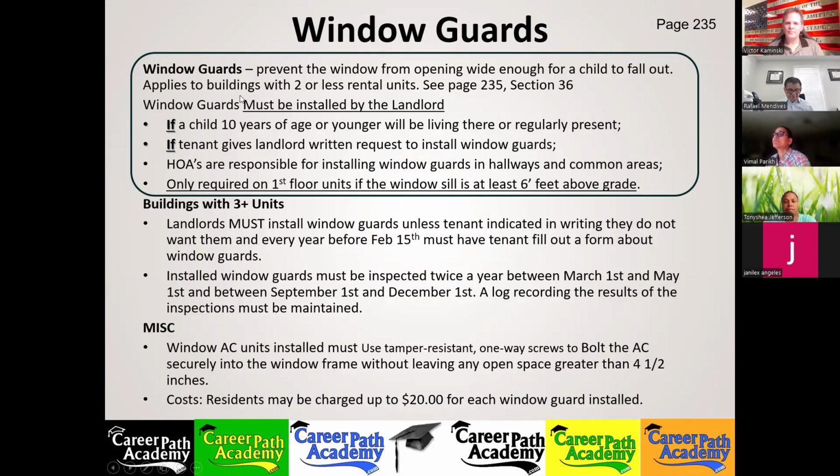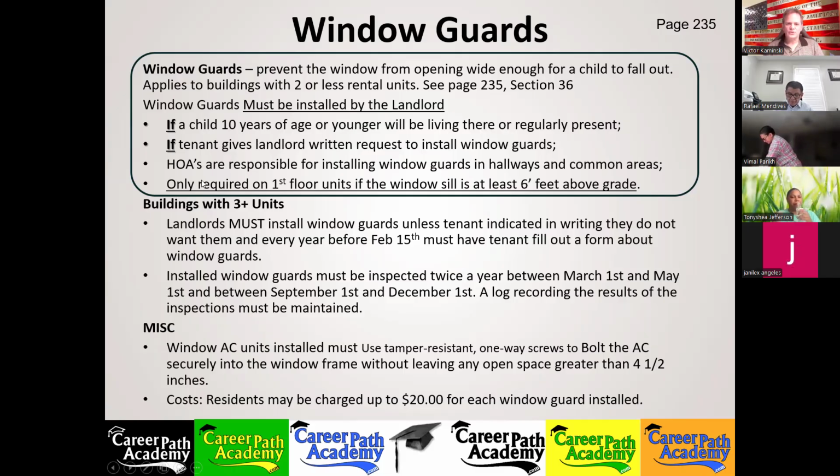So it applies to buildings with 2 or less rental units. Window guards must be installed by the landlord if there's a child 10 years of age or younger that'll be living there or regularly present there, if the tenant gives the landlord a written request to install those window guards.